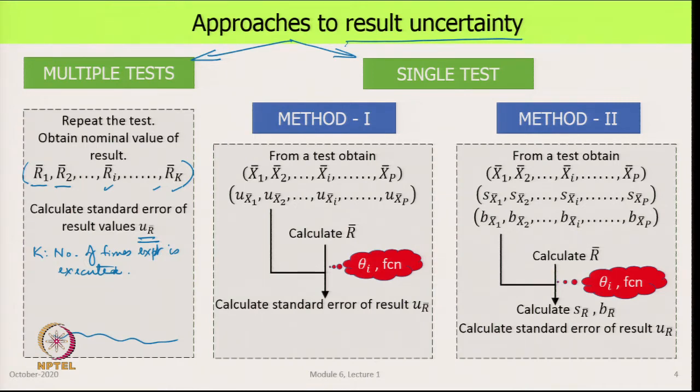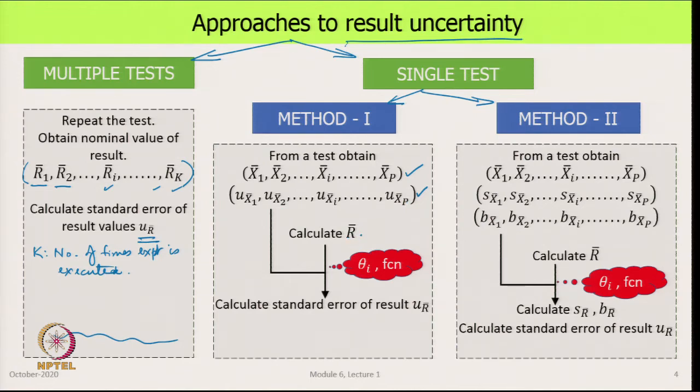Our second option is to do the experiment once, which is called the single test, and then to calculate the uncertainty in the result we have two methods. We can go this way or we can go that way, method 1 or method 2. In method 1, we do the experiment once and calculate the mean values of every parameter, which is the first line. Then following the procedure that we have learnt in the uncertainty of a measurement, we calculate the standard uncertainty in every measurement, ux1 bar, ux2 bar, like that.